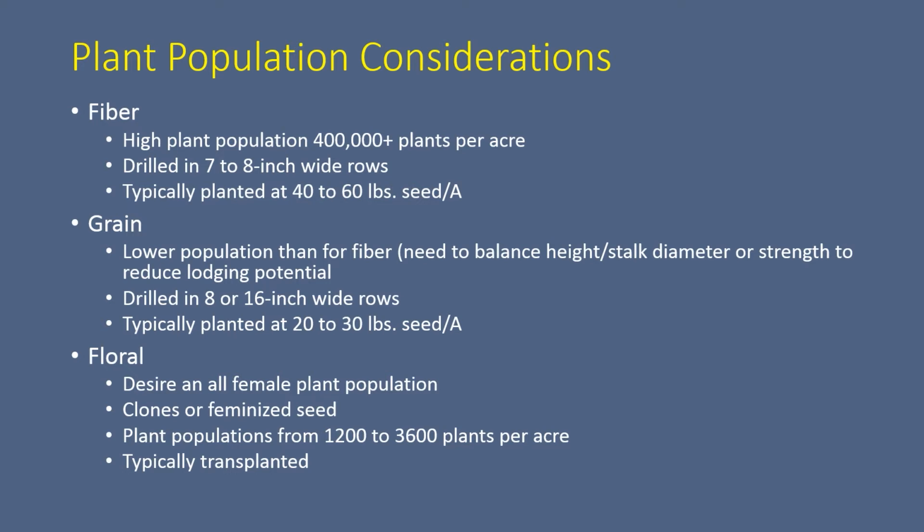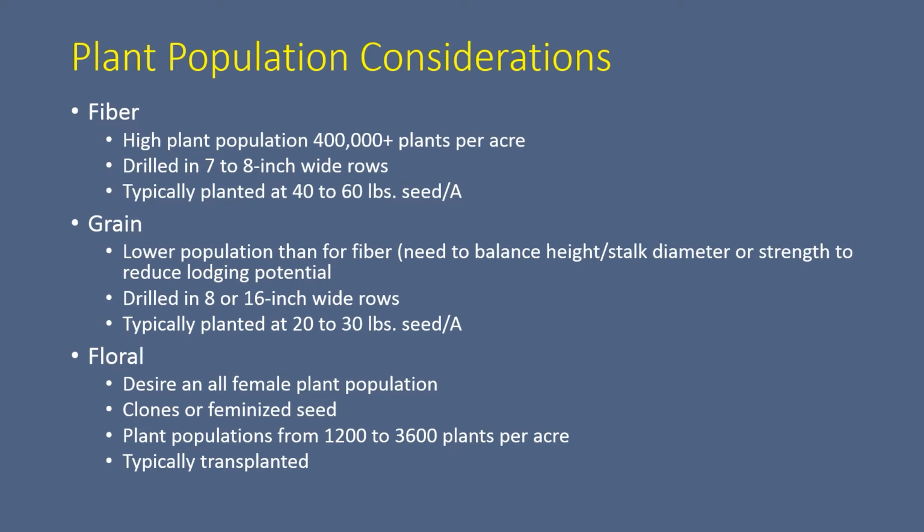Also typically going to be drilled, I would say probably more in a little bit wider row, maybe 16 inches, but we do see some grain production as well in narrow rows at 7 or 8 inches as well. Again, slightly lower rate, typically going to be planted at 20 to 30 pounds of seed per acre compared to the fiber.